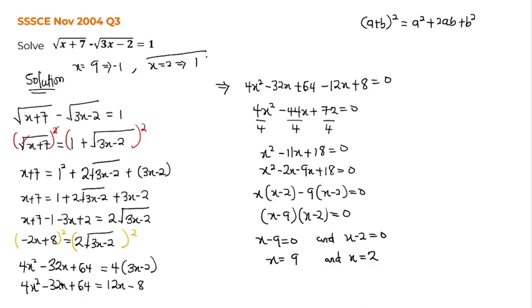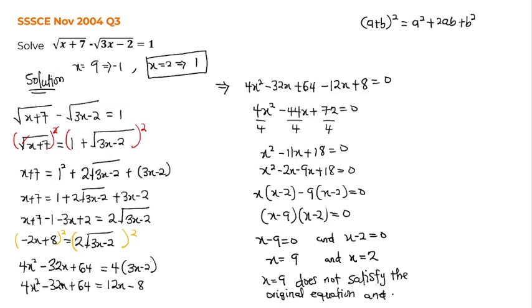So you realize that when x is equal to 2, we get positive 1, and when x is equal to 9, we get negative 1. This means that x is equal to 9 does not satisfy the original equation. And hence x is equal to 2. So it means that out of these two answers that we have, the only correct answer is x is equal to 2. This is the right answer.